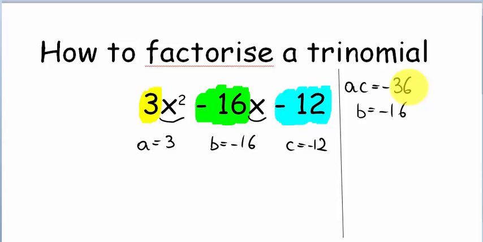I'm looking for a pair of numbers. I'll give you the solution. Multiplied, they give me minus 36, but added together, they give me minus 16.